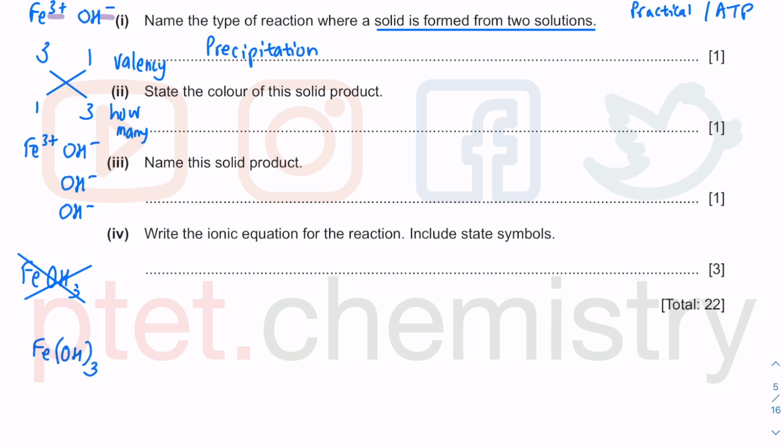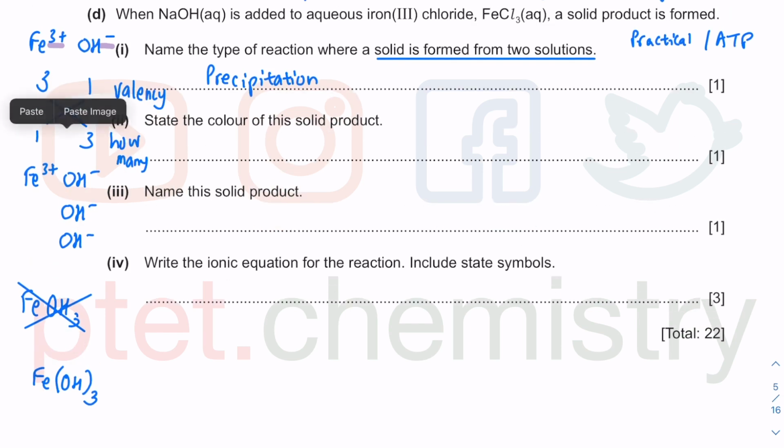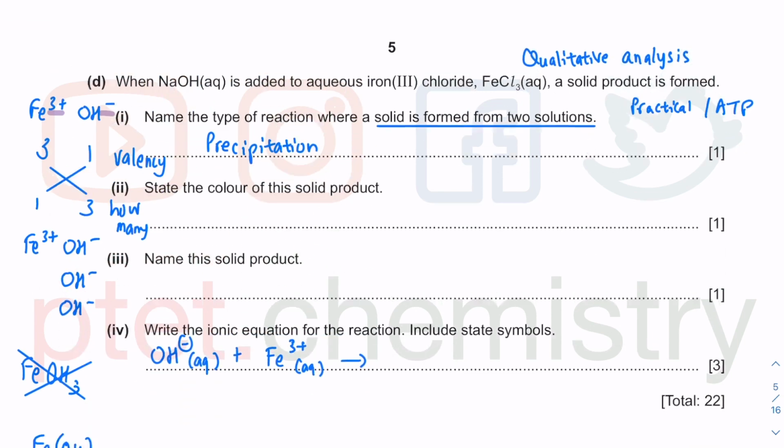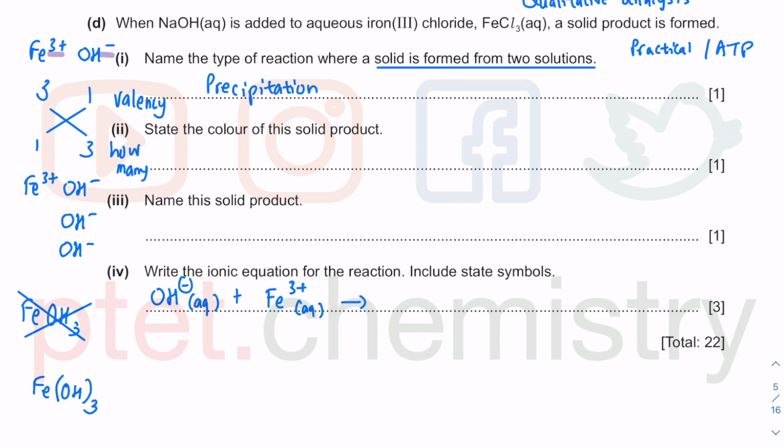There are 3 lots of the thing in the bracket. -1, -1, -1 gives you -3, cancel out +3. Ionic compound has no charge there. This is a precipitation reaction. As I'm going to move on to the last bit first, to be honest, in terms of writing the ionic equation, that's going to give you the Fe(OH)3 as a solid.